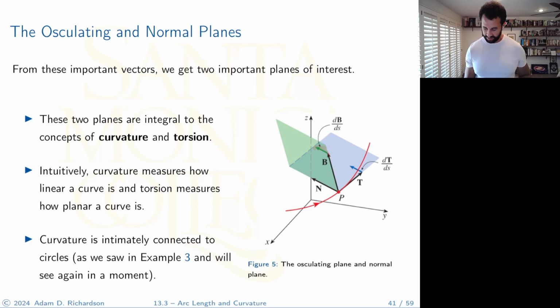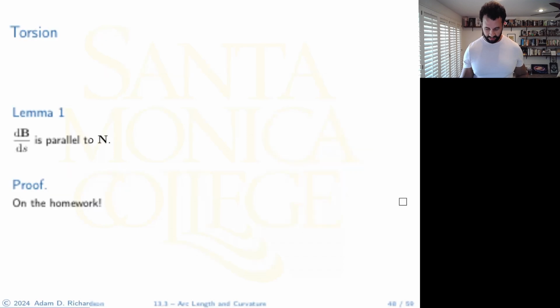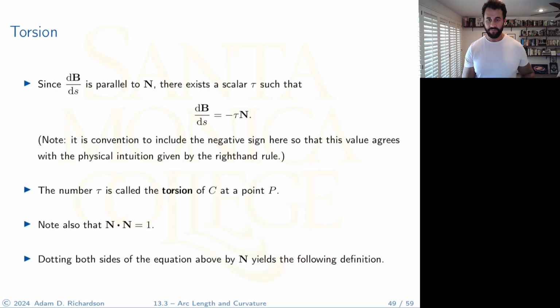So dB/ds is parallel to n. We need that little lemma. Go back here. Proof is on the homework. And now we can proceed. Since dB/ds is parallel to the normal vector, that means by definition there is some scalar tau such that dB/ds is equal to negative tau times n.